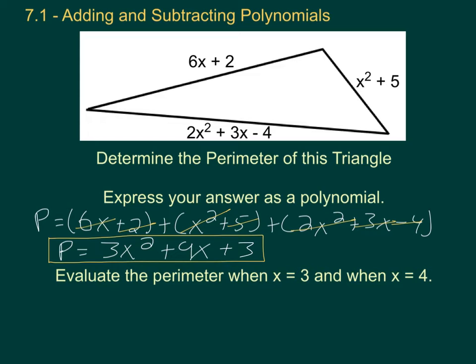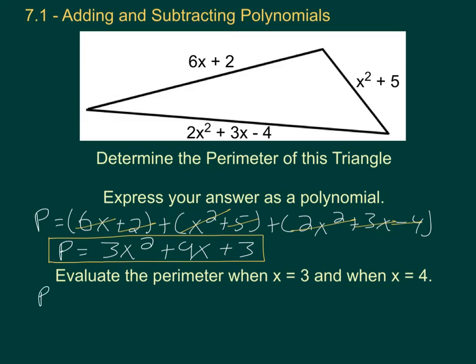And so what I can do with that now is evaluate the perimeter given different values for x. I'm just going to start by putting in these two numbers here. I've got to evaluate the perimeter when x equals 3. Now if I hadn't done all this work, I'd have to plug x equals 3 in here, here, and here, then add those up. Now I don't have to. I can just plug it in here.